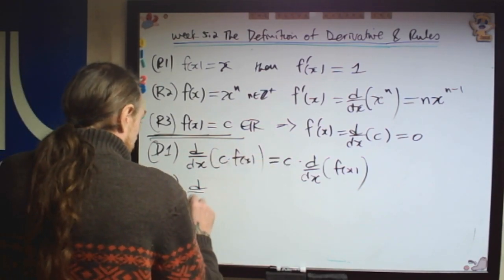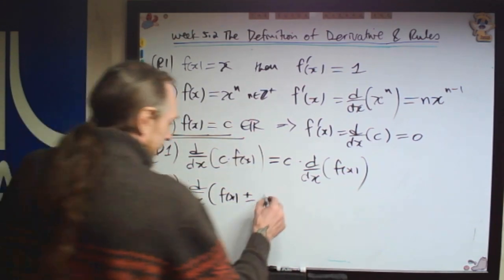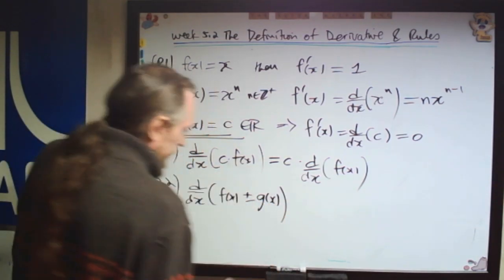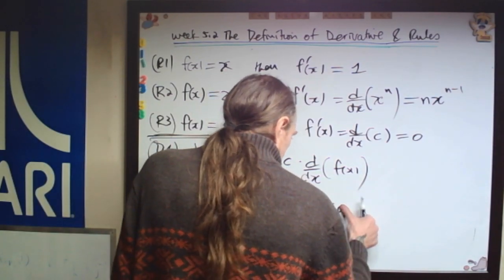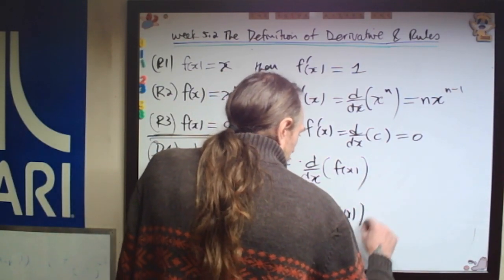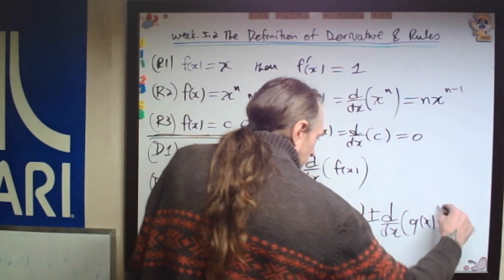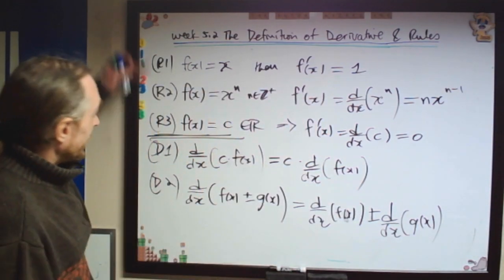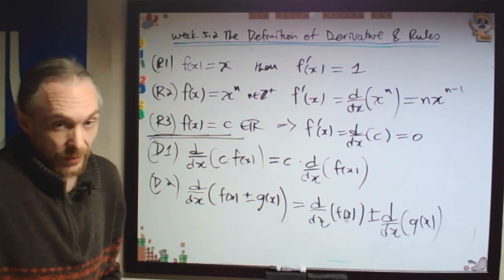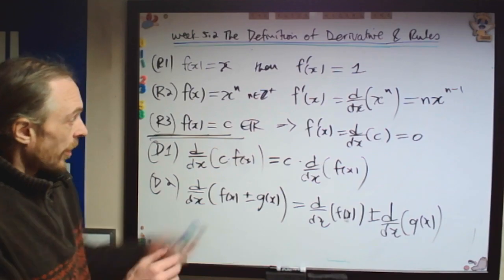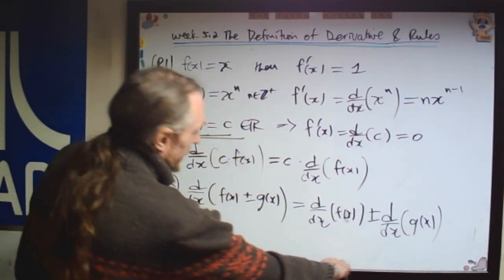So the derivative with respect to x of the sum of two functions, or minus, so I'm going to be lazy, f of x plus or minus g of x, is equal to the derivative of the first one, f of x, plus or minus the derivative of the second one. And why I want to stop there is with these ones, I can get the derivative of every polynomial. Let's do that, and then we'll list a few more.